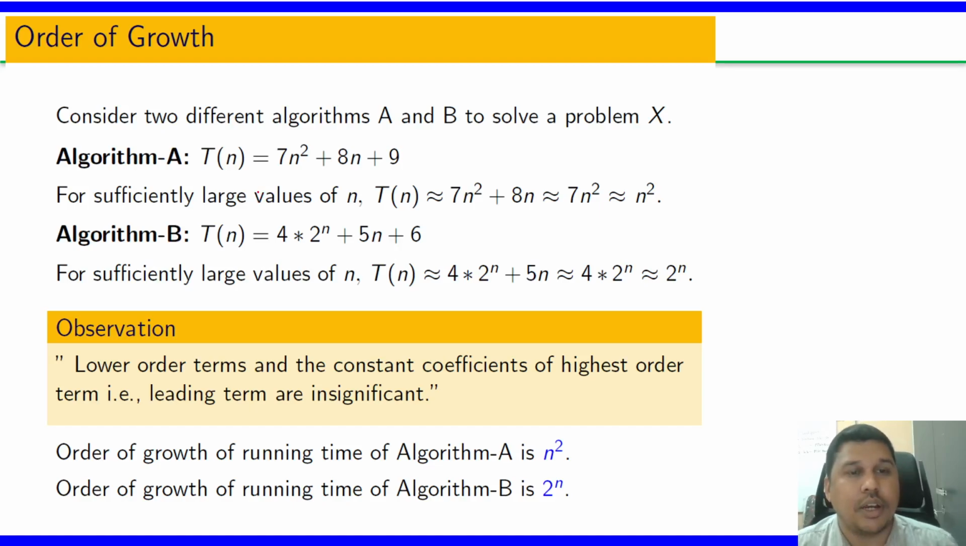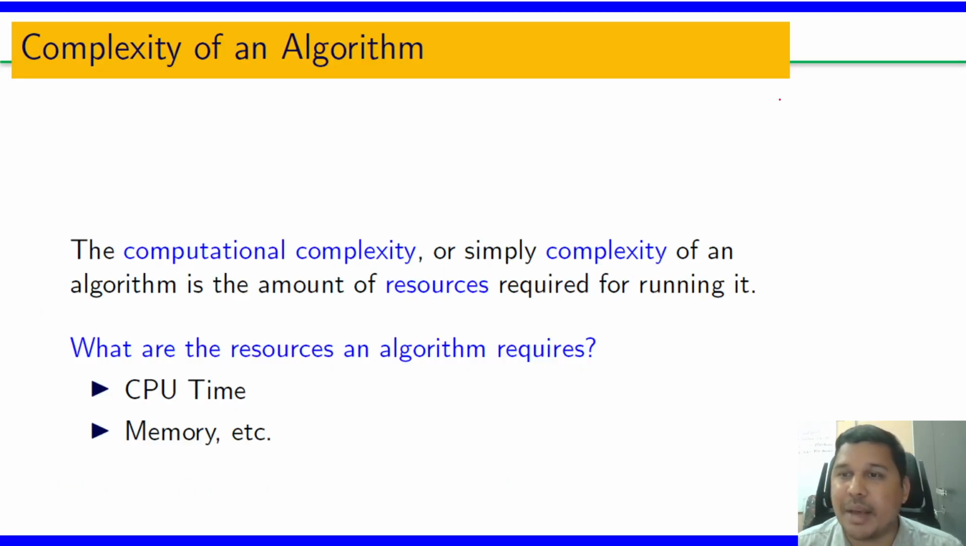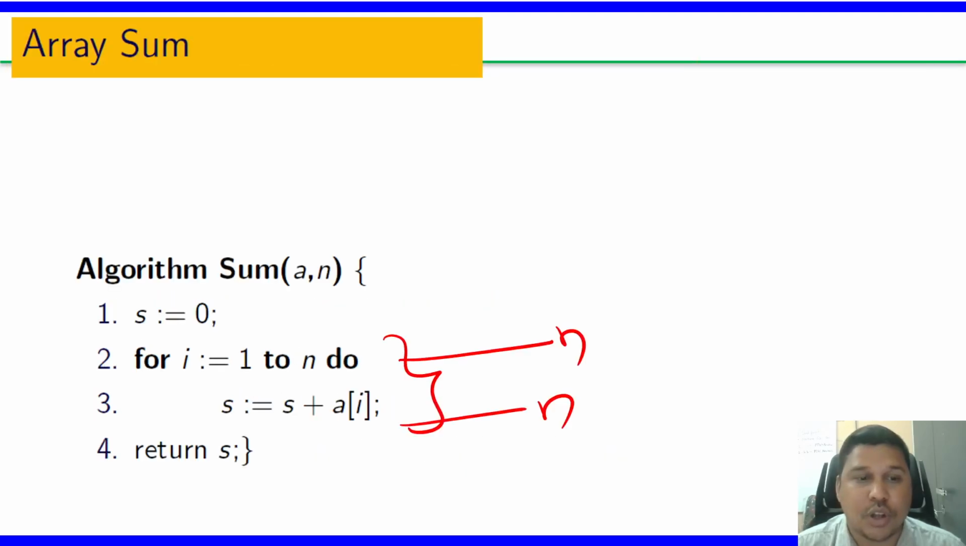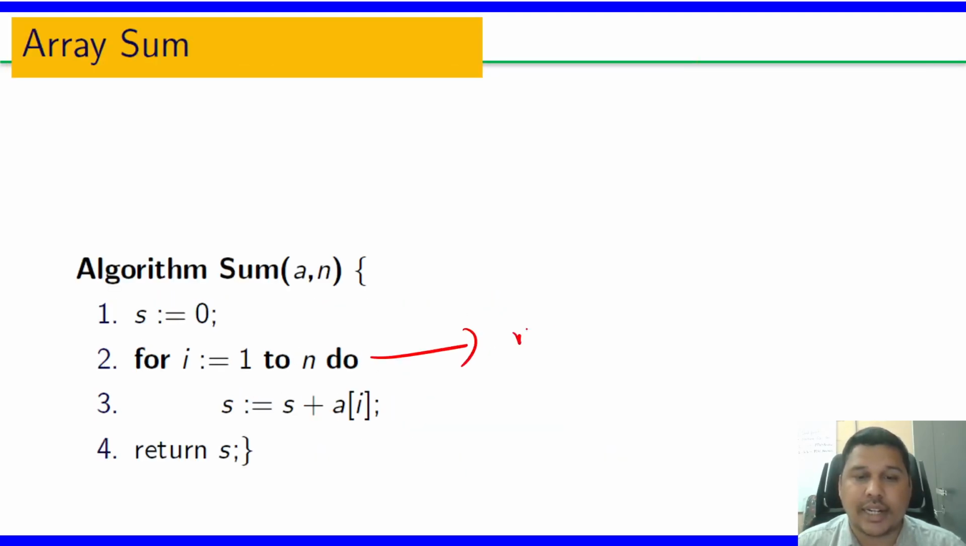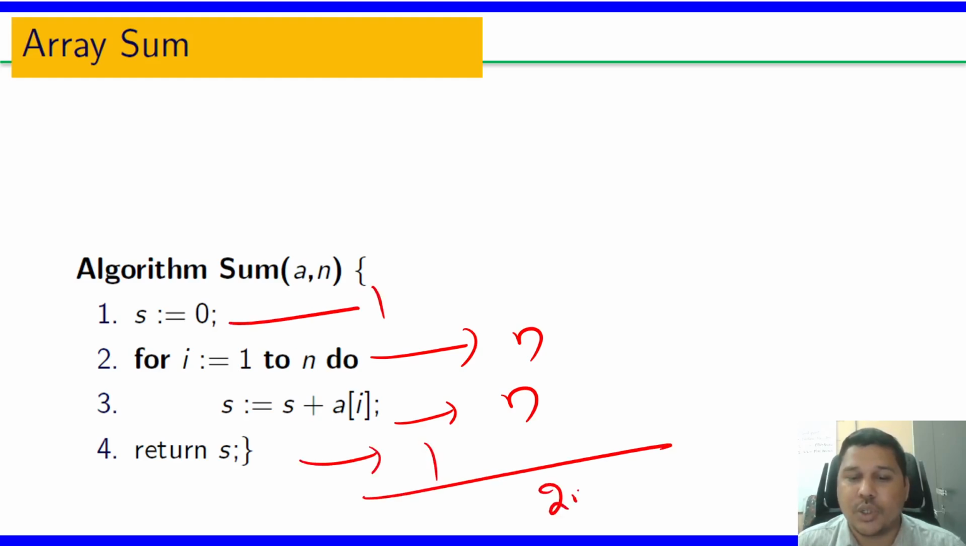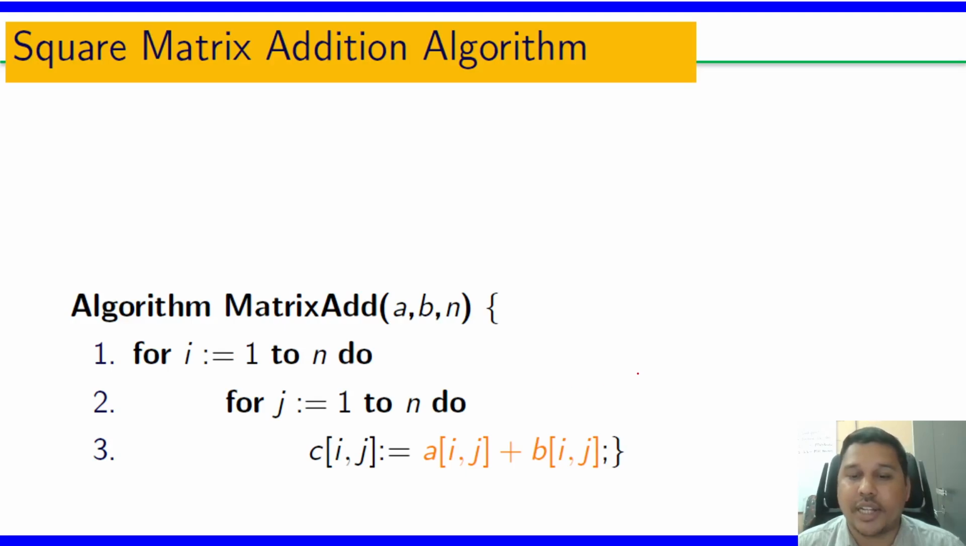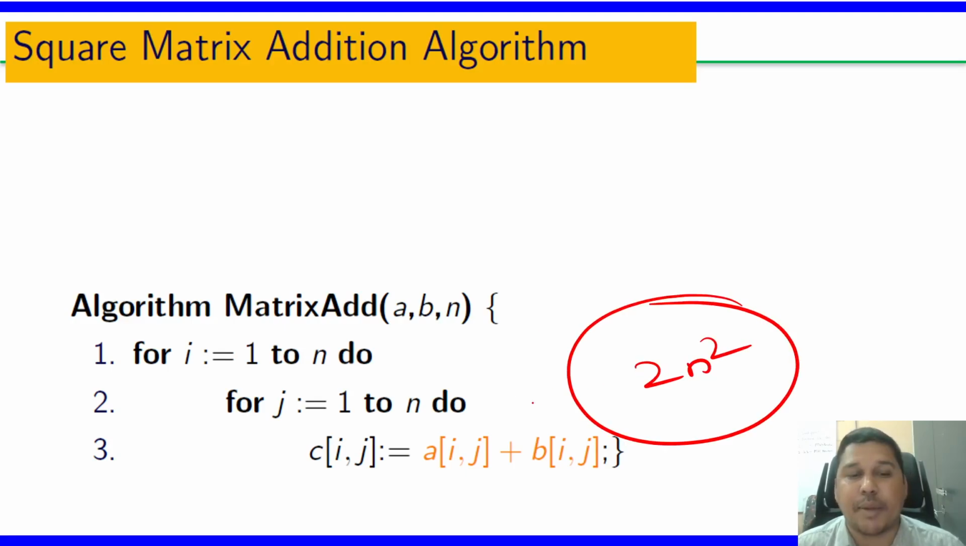Now the same example: for a problem P, there are two approaches, A and B. For a given algorithm A and a given algorithm B, we know how to find out running time. We saw these examples, right? This will execute n times, this will execute n times, this will execute one time, this will also execute one time. Therefore, it is 2n plus 2. This is the running time. Here also we have identified that this is 2n square. This is the running time of this algorithm.